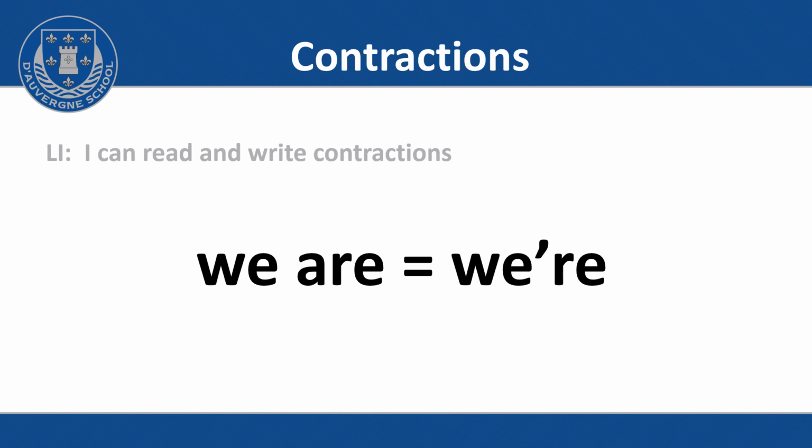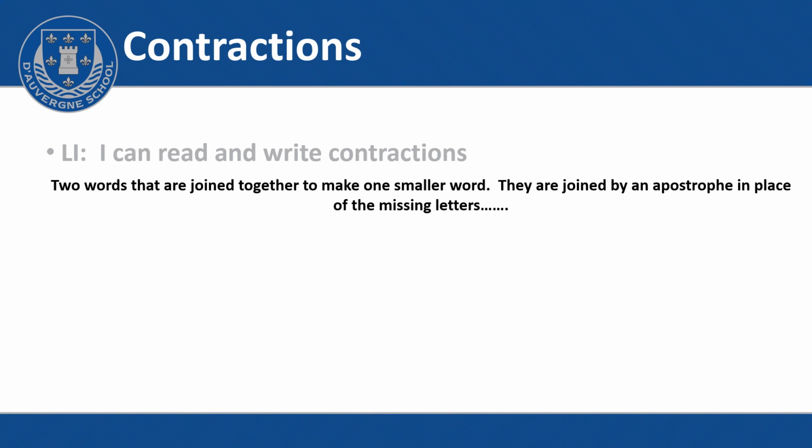If you just come this way, please. So contractions, what are they? They're two words that are joined together to make one smaller word. They're joined by an apostrophe, which is one of these, almost like a comma in the air. Let me just redo that. There we go. Comma in the air in the place of the missing letters.